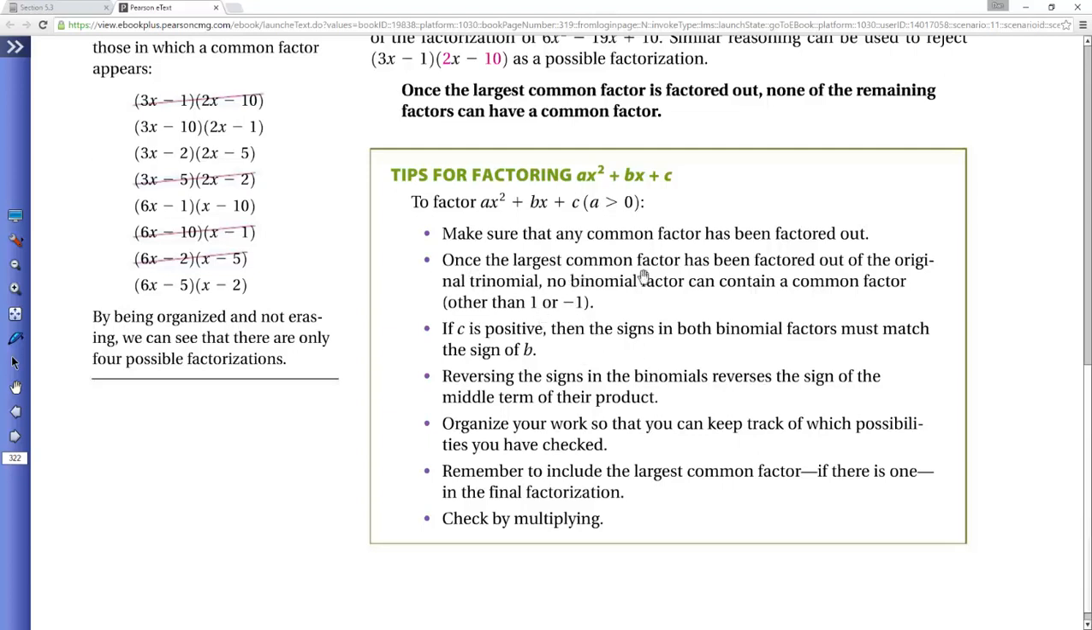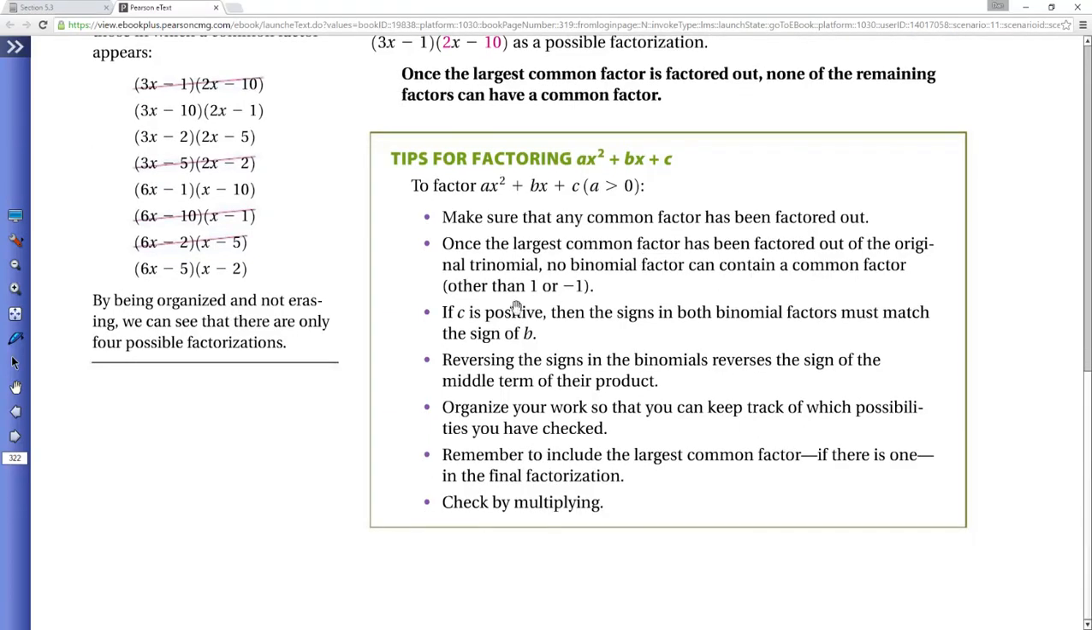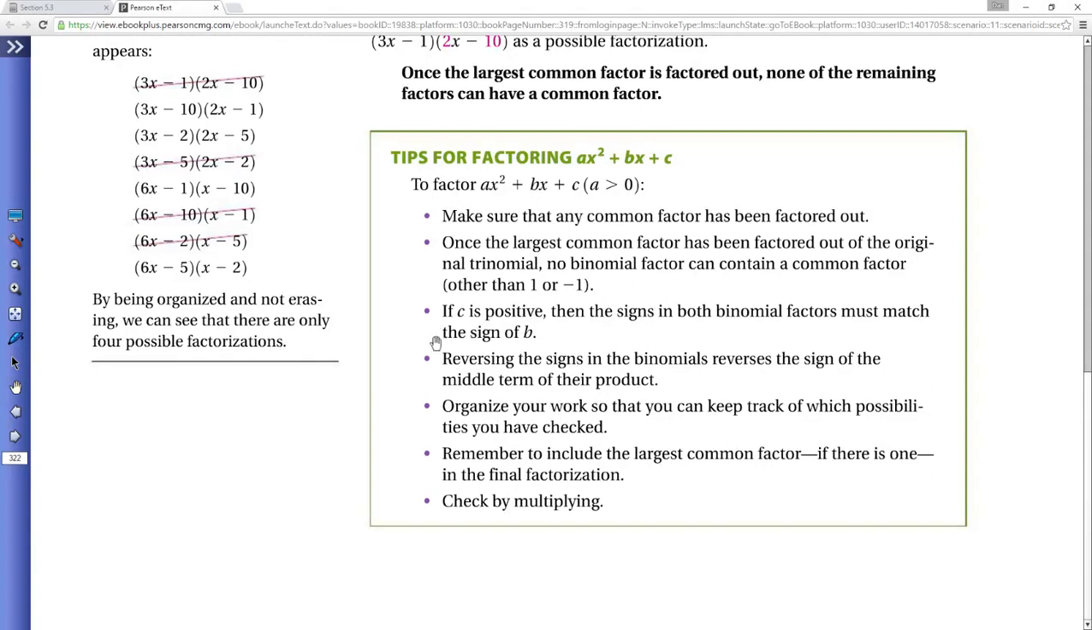Next thing, it says once the largest common factor has been factored out of the original trinomial, no binomial factor can contain a common factor other than 1 or -1. Okay? In other words, if you did that right, that's what you should end up with. Then it says if c is positive, that's that last term, then the sign in both the binomial factors must match the sign of b. In other words, kind of a shortcut on FOIL again. If I'm going to have this is positive and this is positive, and this is going to end up being positive, which can save some stuff.